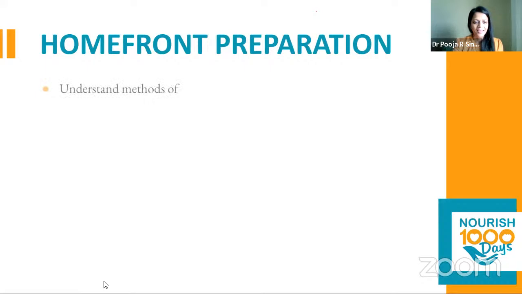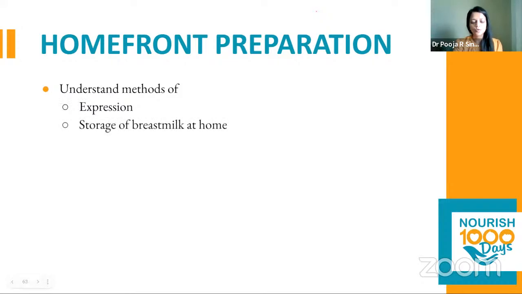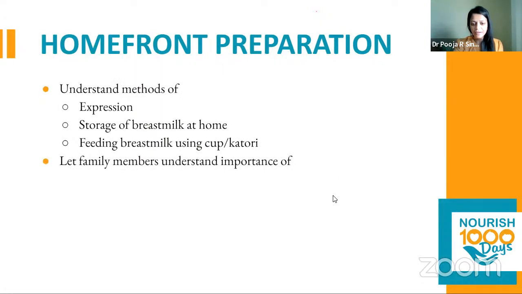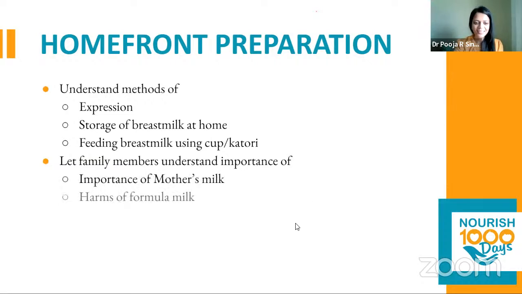With regards to the home front, we need to understand the methods of expressing milk, storing breast milk at home, and feeding that breast milk using a cup or katori. And let the family members understand the importance of mother's milk, the harms of formula milk, and the harm of bottle feeding.